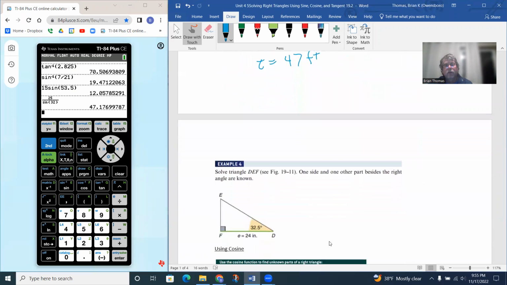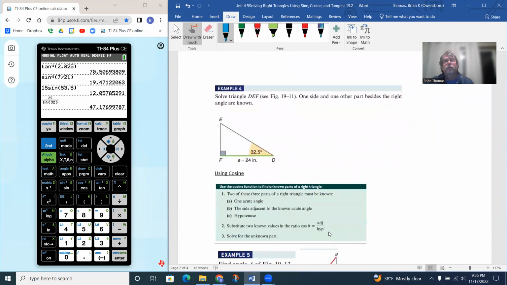Okay. So let's look at another example. Solve triangle DEF. One side and other parts besides the right angle are known. Like I said, we do know this is a right triangle because we have a three-sided shape and there is a right angle there. So we can use SOHCAHTOA as our strategy.